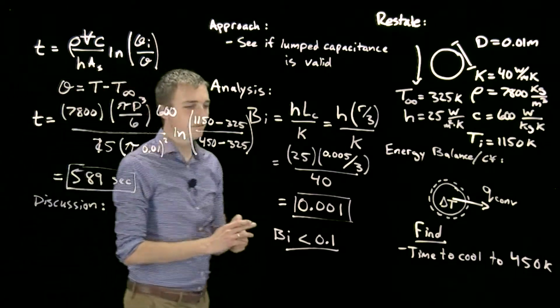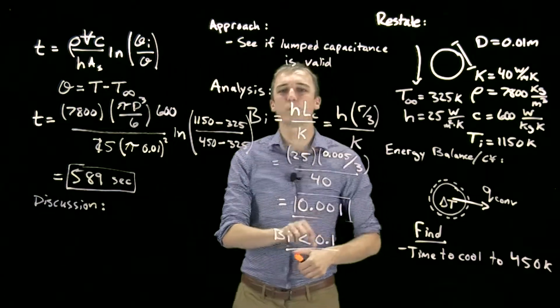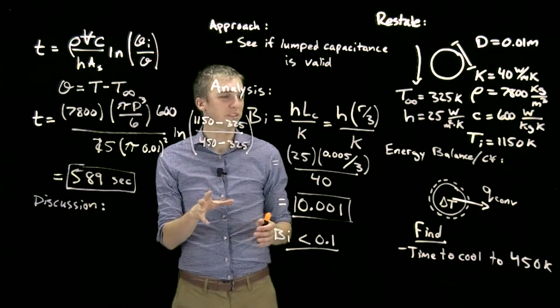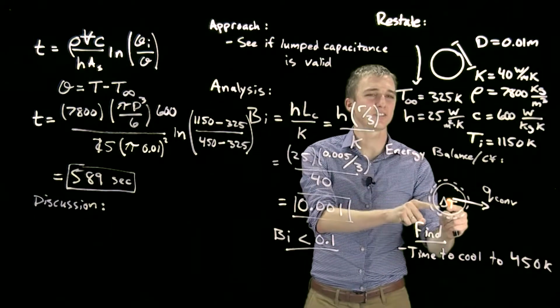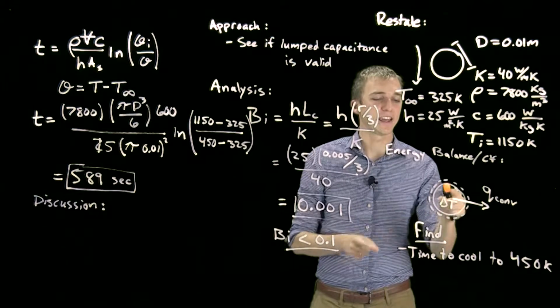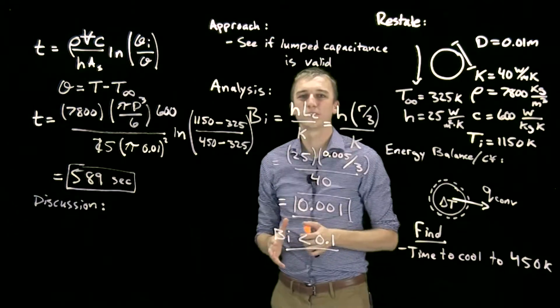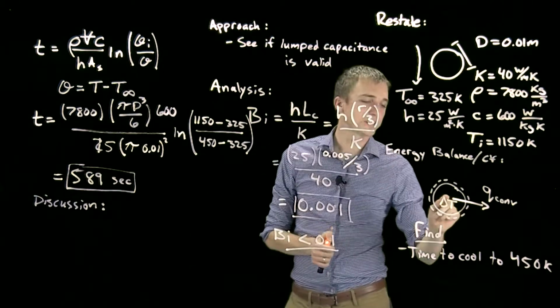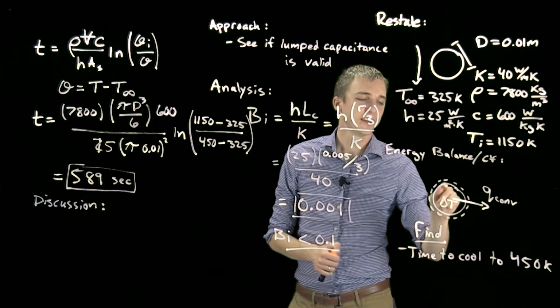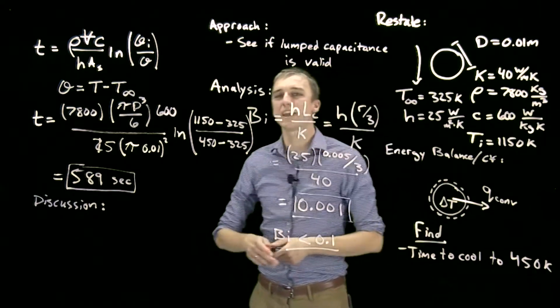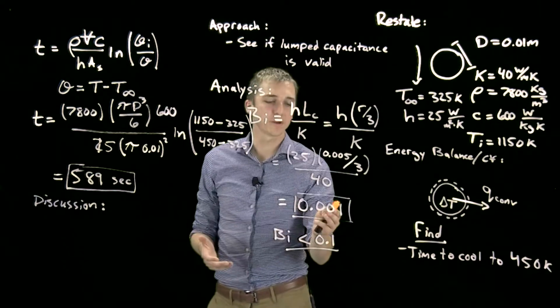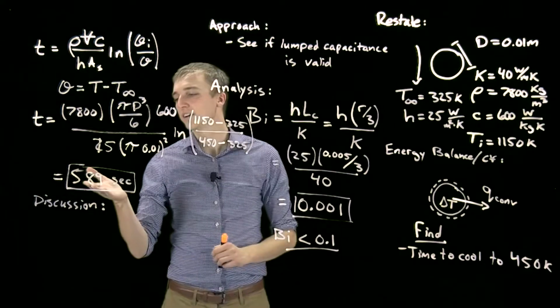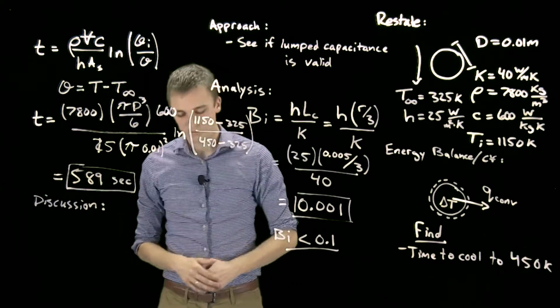By doing the Biot number and finding that it was less than 0.1, we then assumed that the temperature inside of our sphere was the same at any point. In other words, it was isothermal. In reality, there will be a small temperature difference between the center and the outside, but here we're saying it's negligible. And because our Biot number is so small, our error is actually going to be very small as well.